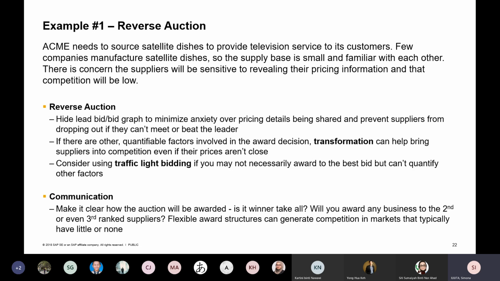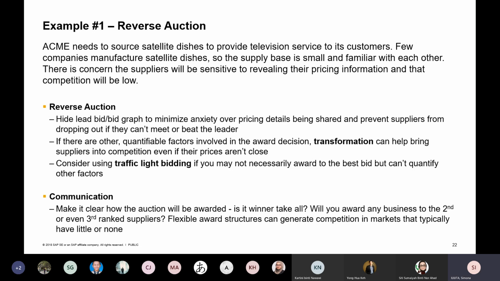If there are any other quantifiable factors involved in the awarding decision, I may use transformation bidding to put suppliers into competition even if their prices aren't close. Consider using traffic light bidding if you may not necessarily award to the best leading bid, but you cannot quantify those other factors.